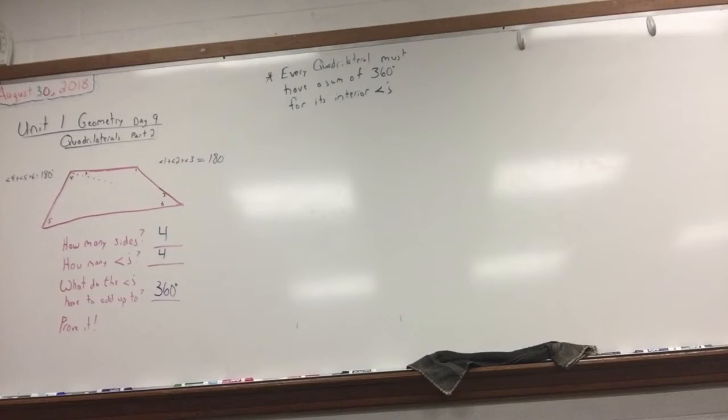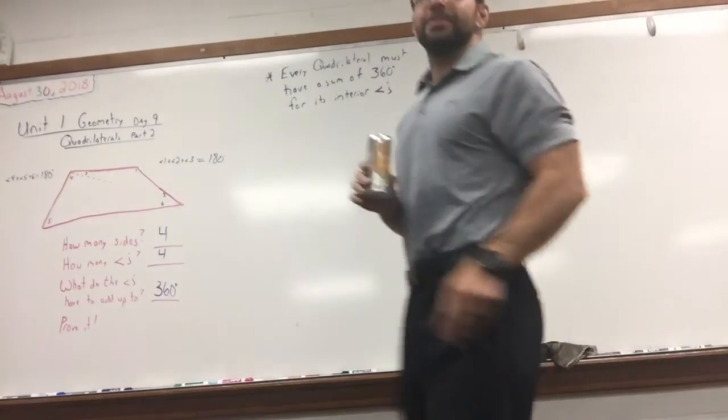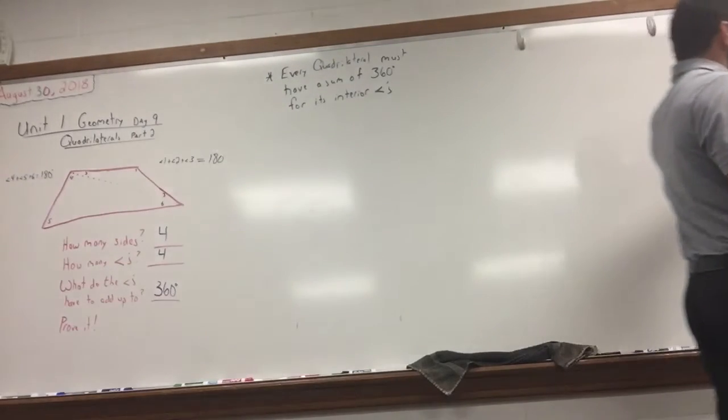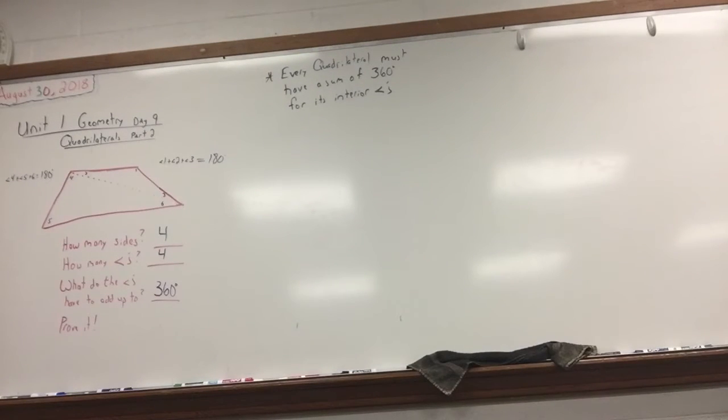The way this flow chart works is we are going to have arrows going up. The first figure that we're going to talk about was actually the last one you guys told me about. Lydia, what was the figure you told me? Parallelogram. The way this works is a parallelogram is always a quadrilateral.